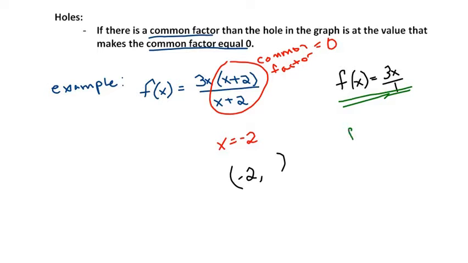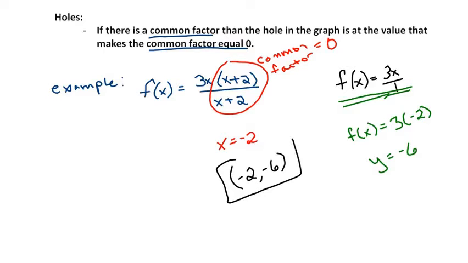So f of x, or y, equals 3 times negative 2 over 1. So y, or f of x, is equal to negative 6. So inside of here, the hole is actually at negative 2 comma negative 6. So you're looking at the hole as an ordered pair on the graph. So you have to simplify it, look at the problem, then take your x that makes it equal to 0 and plug it back in.